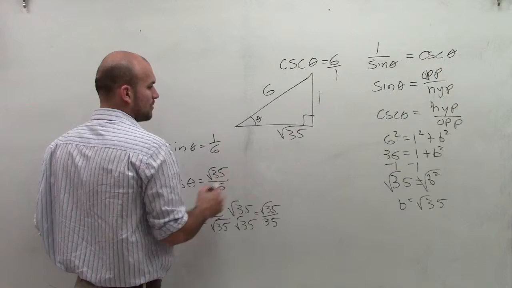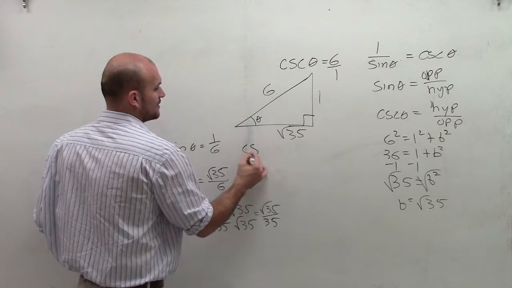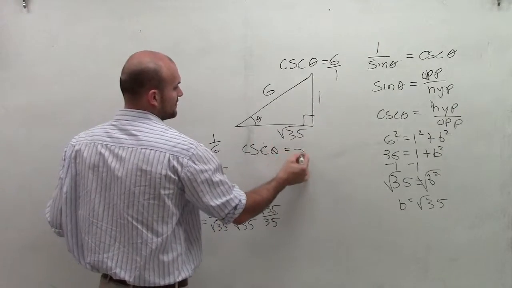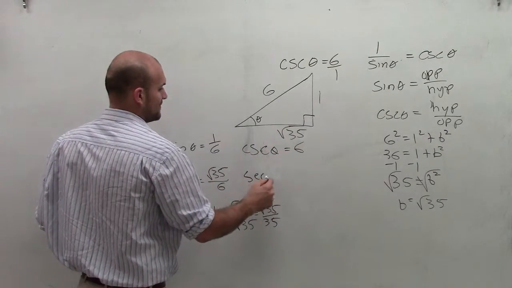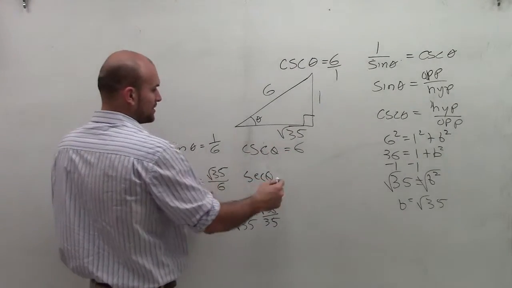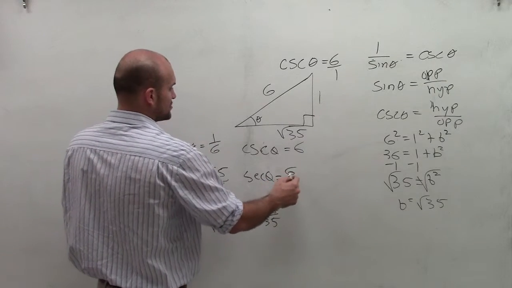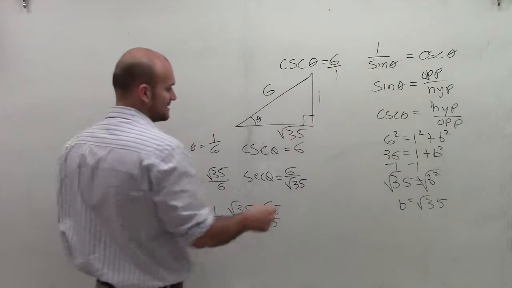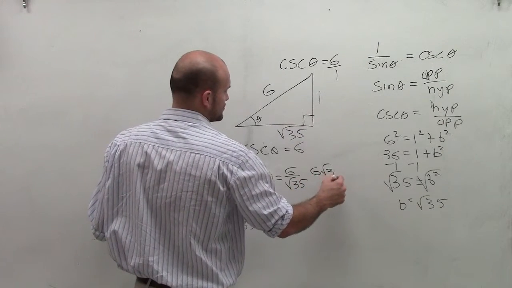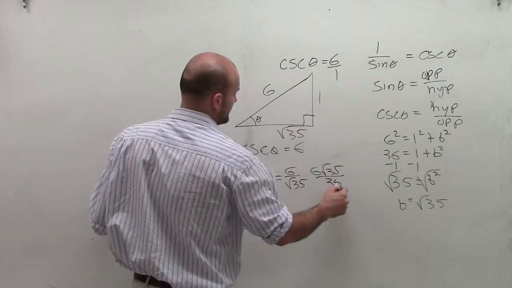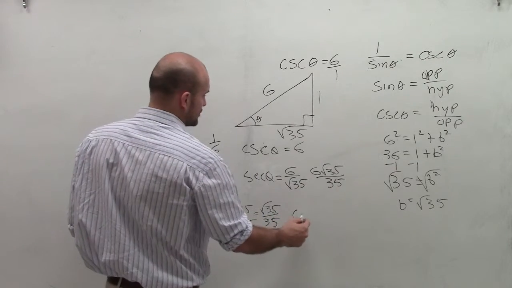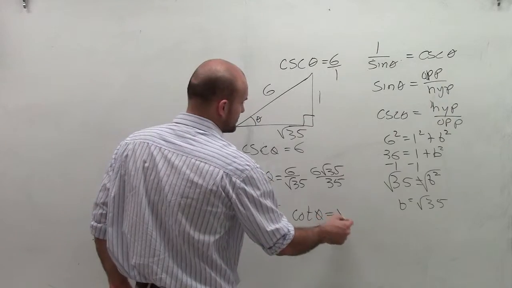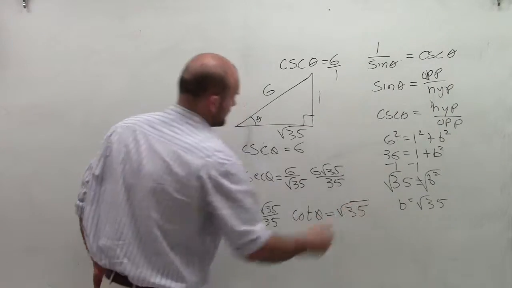Then let's do the reciprocal properties. The reciprocal of sine is cosecant of theta, which in this problem we're already given, which was 6. Then we have the secant of theta, which is now going to be the reciprocal of cosine. So it's going to be 6 over square root of 35. Rationalizing the denominator again, I get 6 square root of 35 over 35. And then I have cotangent of theta, which is the reciprocal of tangent, which is just going to be the square root of 35.